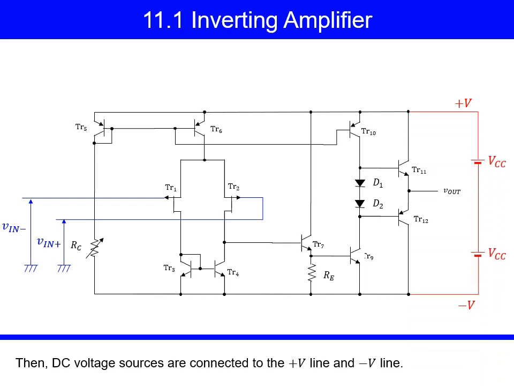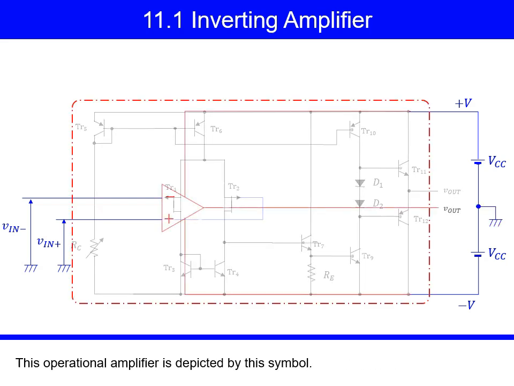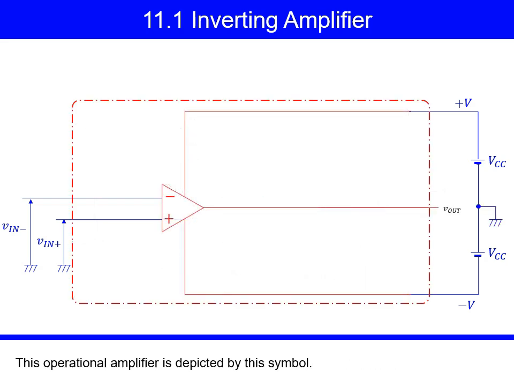Then, DC voltage sources are connected to the positive V line and negative V line. The line that connects the two batteries is connected to the ground. This operational amplifier is depicted by this symbol.